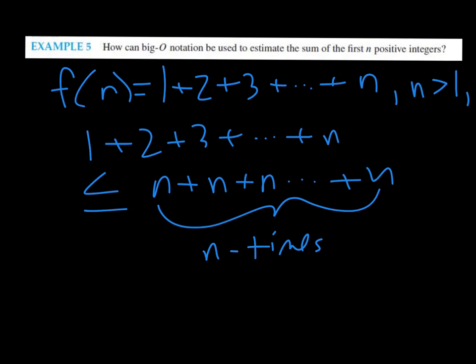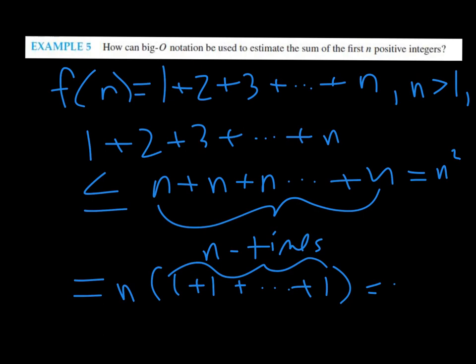And this whole thing is equal to n squared. If you can't see that directly, look at it like this. If you factor n out everywhere, you have n times 1 plus 1 plus 1, where we're adding up n times. The sum is n. So that's just n times n, or n squared.